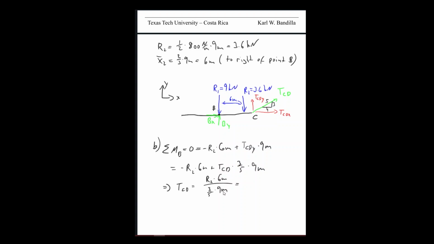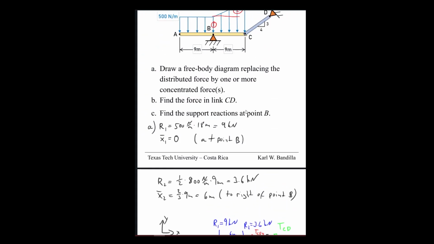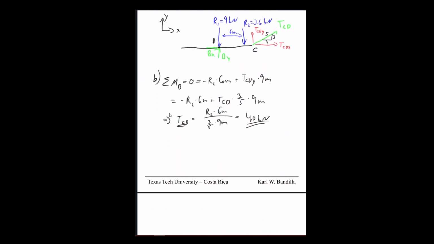So if we plug that in, then we get 4.0 kilonewton, not 40, 4.0. That would be our TCD. That's what we're looking for in B. And then for C, we just need to find the rest of the support reactions. So C, we'll do the rest. Let's do another moment.